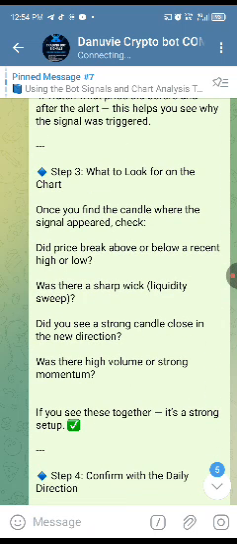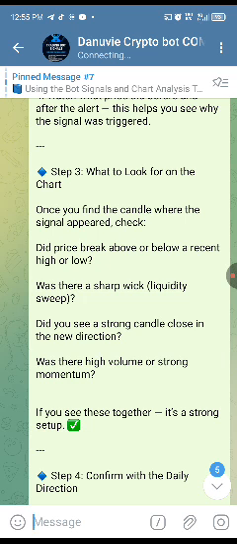Exactly. So step 3, what to look for on the chart. Once you find the candle where the signal appeared, check, did price break above or below a recent high or low? Now, let me try and explain this. So, did price break above or below a recent high or low?